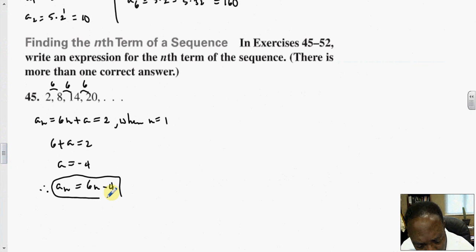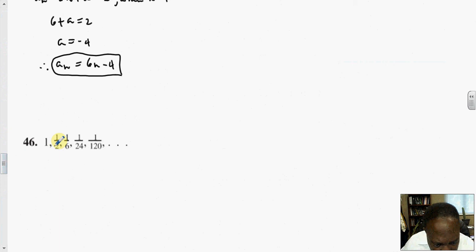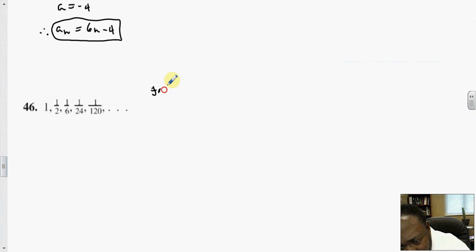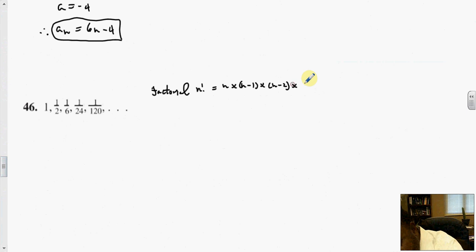What about this one? Let's see, this is 1, and then we get 1 over 2, we get 1 over 6, 1 over 24, 1 over 120. Now you want to talk about the factorials. Call it n factorial, which is defined as n times n minus 1 times n minus 2 times n minus 3 times and so on. Times 3, times 2, times 1.